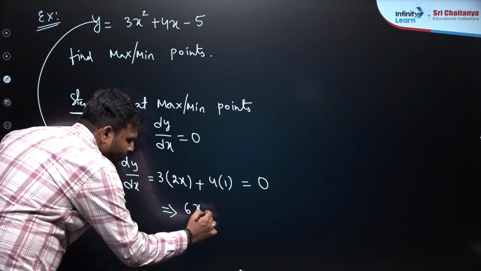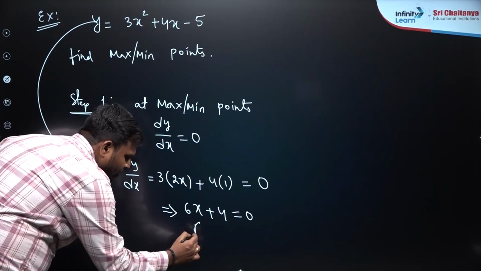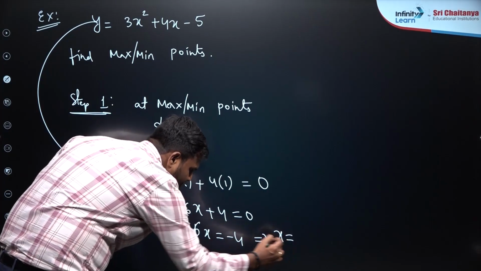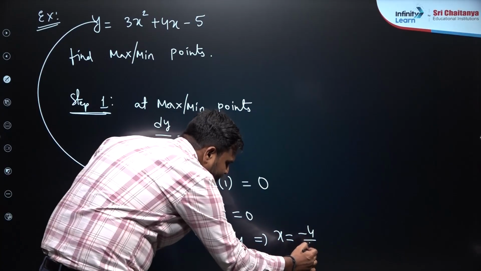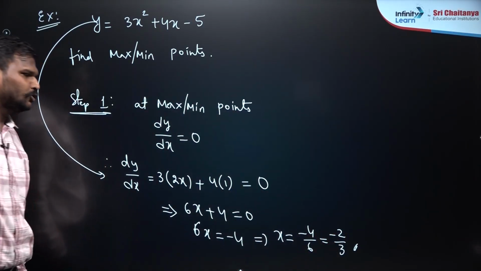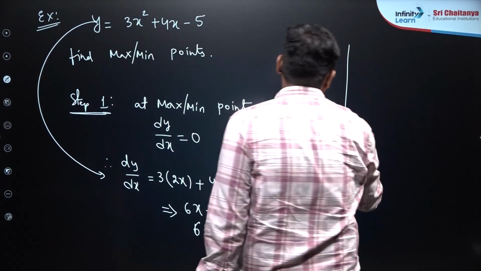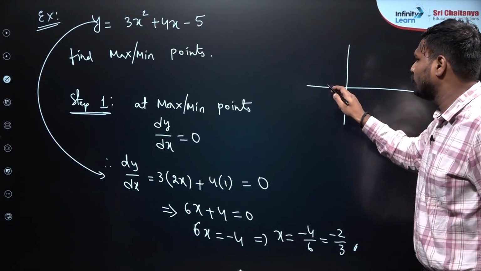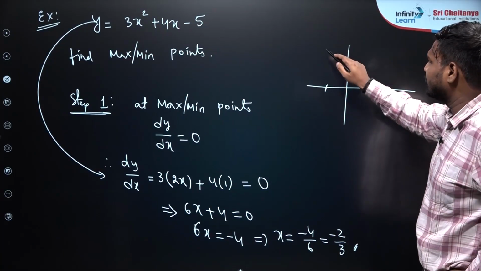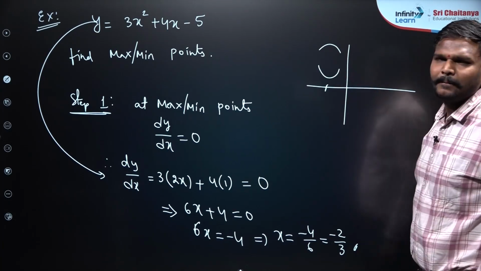So 6x plus 4 is equal to 0. 6x is equal to minus 4. X is equal to minus 4 by 6, that is minus 2 by 3. So at this specific position in the graph at x is equal to minus 2 by 3, that is about minus 0.6, either the graph is having maxima or the graph is having minima.